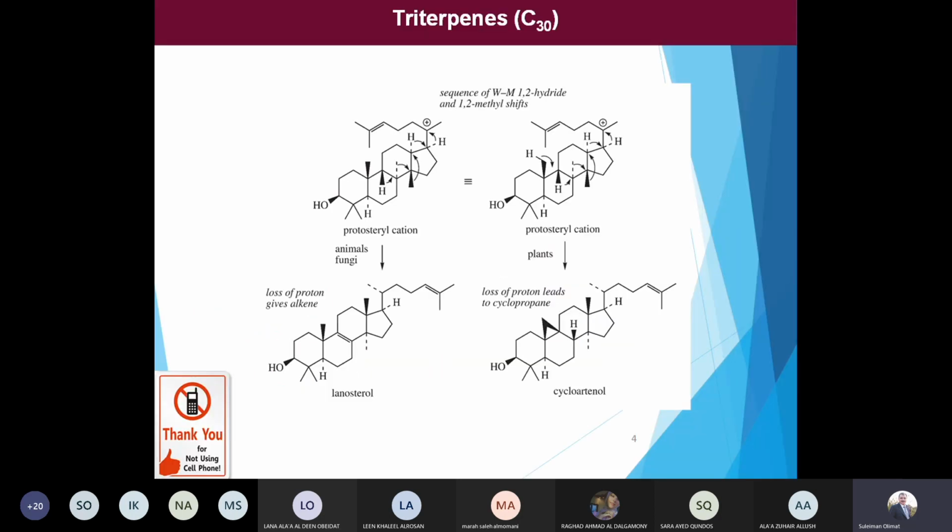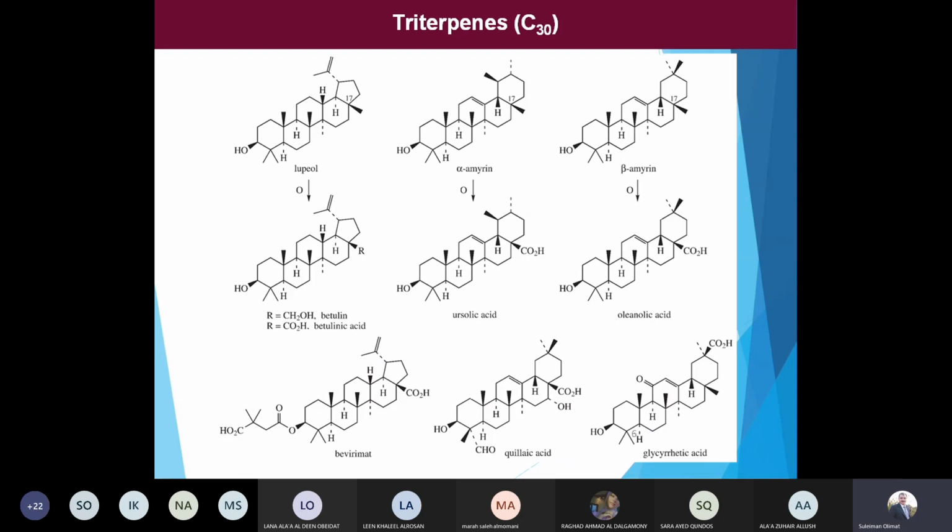If we look at our compounds here, just by looking at them, you can easily say that this is a triterpene, this is a triterpene, and this is a triterpene, and here lanosterol is a triterpene. If we go to this one also, this is again a triterpene.